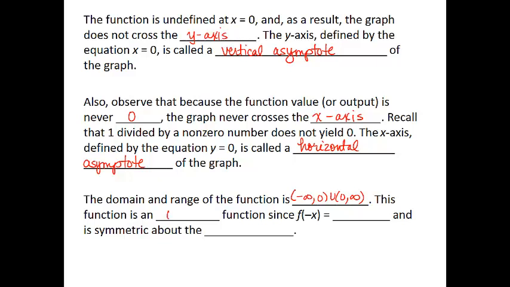This function is an odd function. Do you remember us defining that? Since f of negative x is the opposite of f of x, remember that we talked about opposite x values have opposite y values, and the graph is symmetric about the origin. So if we flip the graph over the x-axis and y-axis, we'll get mirror images of each other.